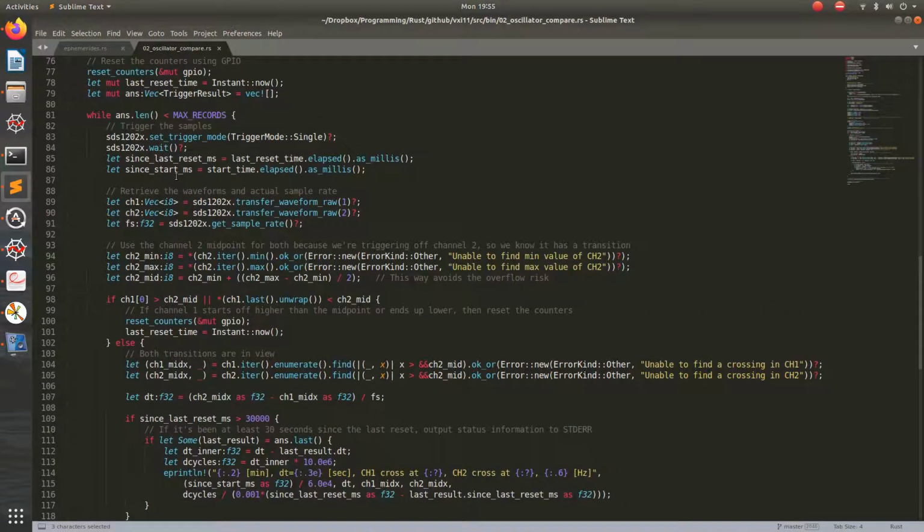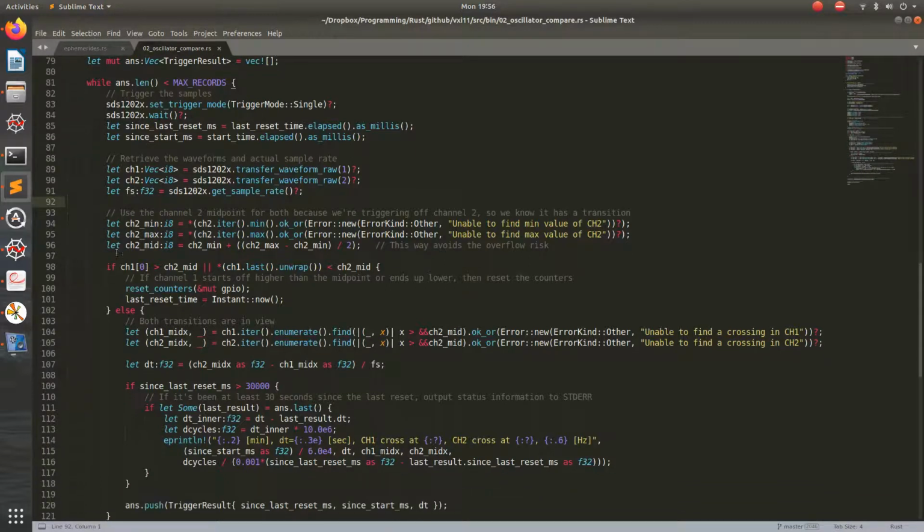And then for each of these records, we just set the trigger mode to single, so that'll capture a waveform on the two channels. We wait for it to finish. We record the time since the last reset and the time since the start. And then we actually transfer the two waveforms that we just captured. Record the actual sample rate. This shouldn't change from one iteration to the next, but it's so quick and easy, just to be sure, might as well capture it every time.